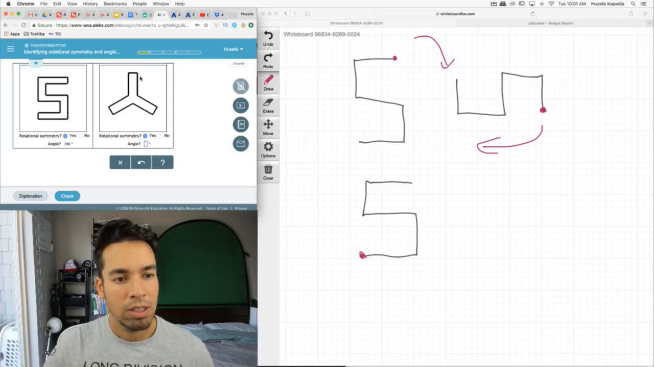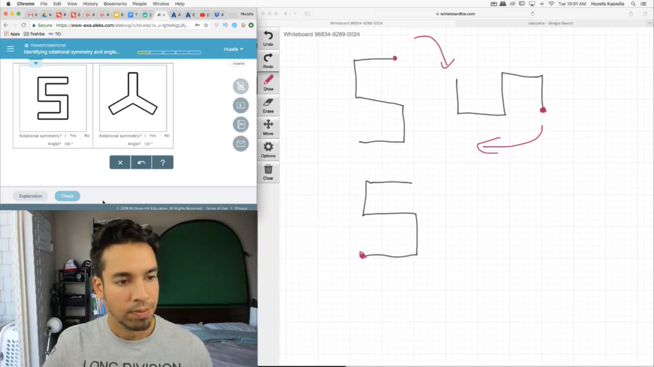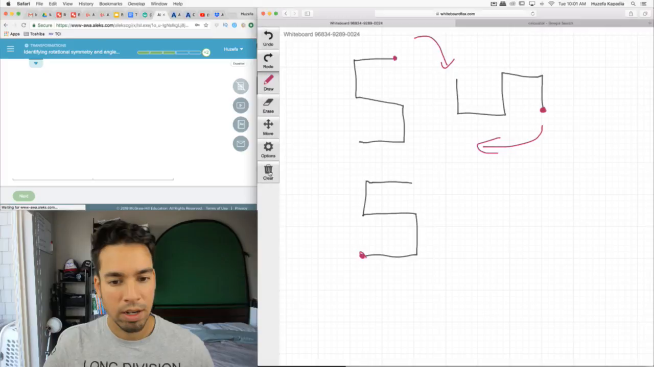Well, how far is this? This is like 1/3 of going all the way around. 1/3 of 360, which is 120. Okay, next.